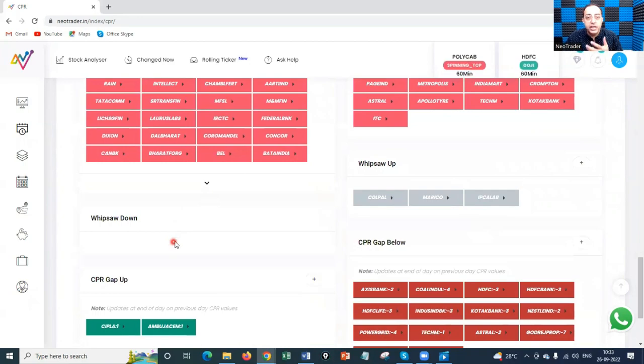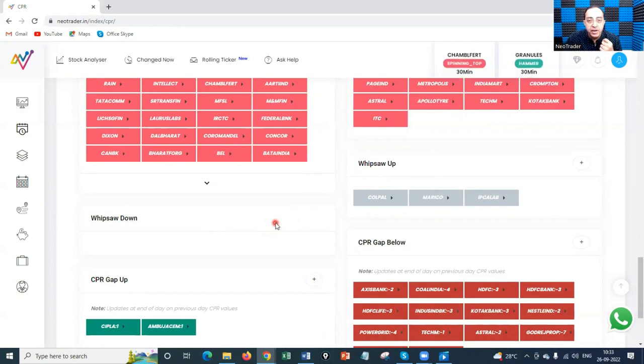This set of stocks, and then there is a concept of volatility around the CPR, which is captured in the whipsaw ups and downs. So whipsaw ups and downs captures the volatility around the CPR and tells you, yes, if you are trading this particular counter, then you could experience some volatility. So beware, right? That's the objective of this particular tab.